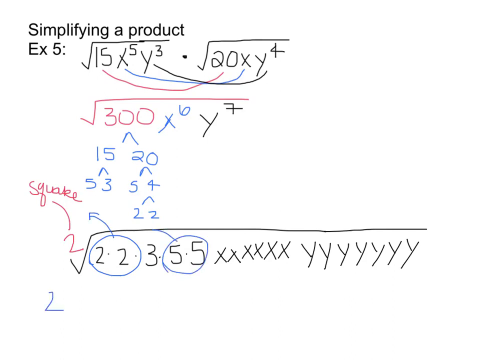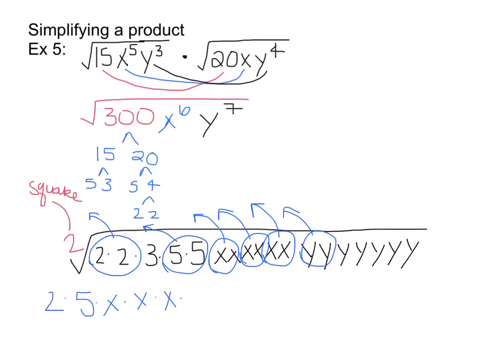This 5 comes out front. x, x, and the last set of x's. Okay, y, y, y. And then this 3 stays underneath. This y stays underneath, okay?